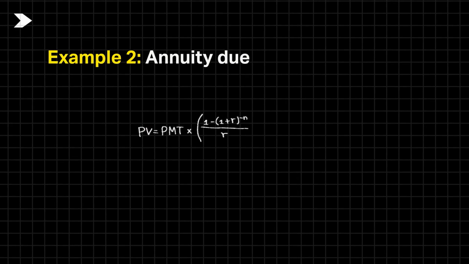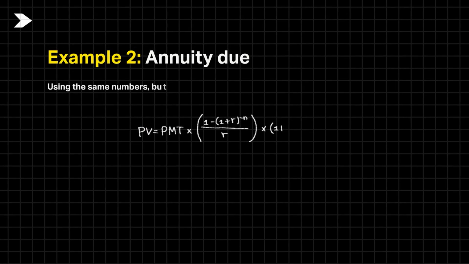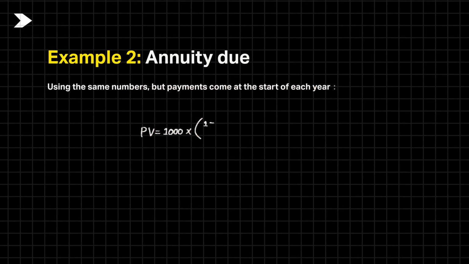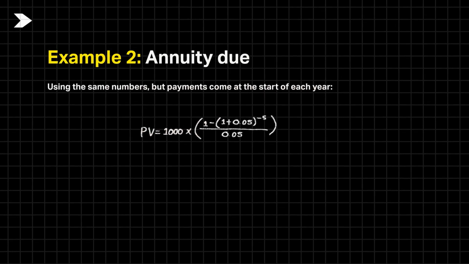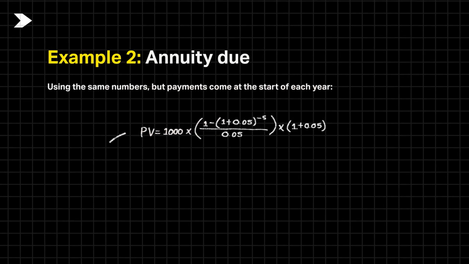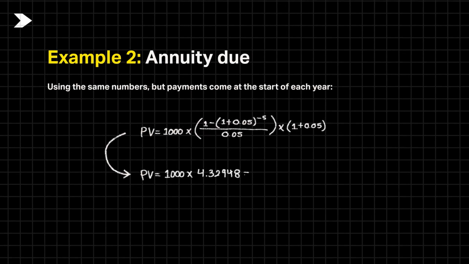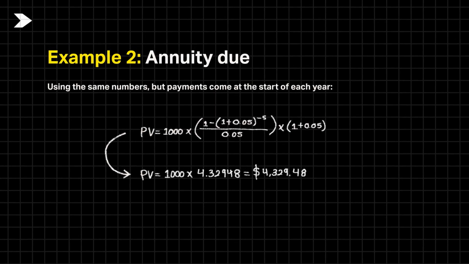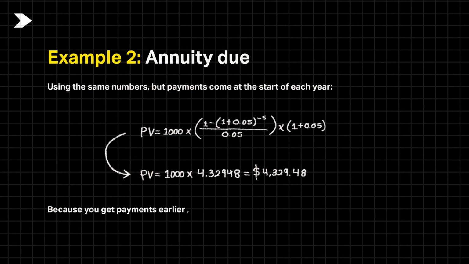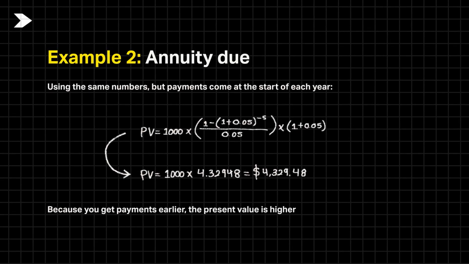Example 2. Annuity due. Using the same numbers, but payments come at the start of each year, which equals because you get payments earlier, the present value is higher.